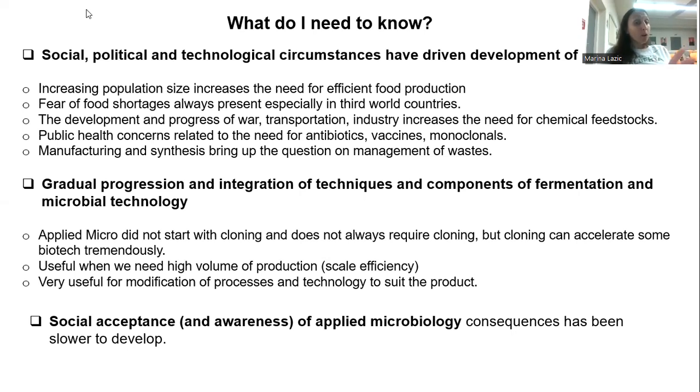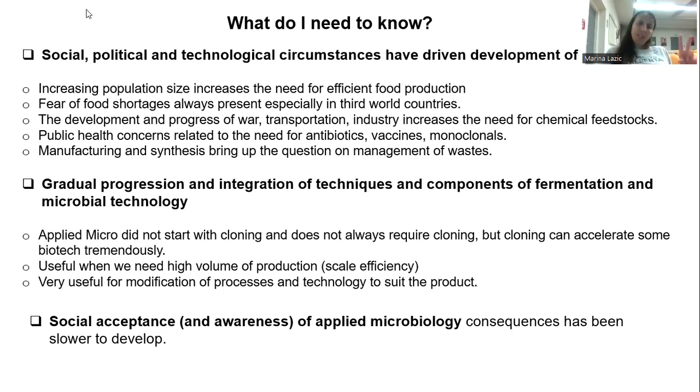Then the development and the progress of wars, both first and second, transportation and industry increases the need for chemical feedstock. So think about that need for butanol, for glycerol, acetone. So all those are military requirements. Now, public health concerns exist related to the need for antibiotics, vaccines, and monoclonal antibodies. So you need to improve human health, and as we mentioned, many products like monoclonal antibodies are used in cancer treatments.